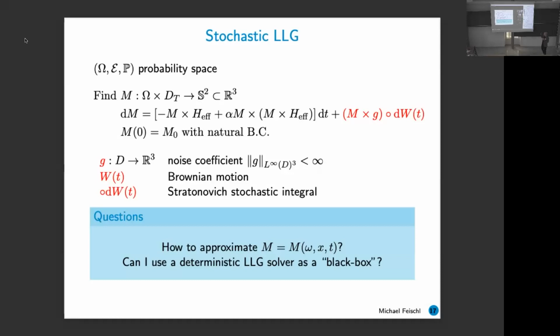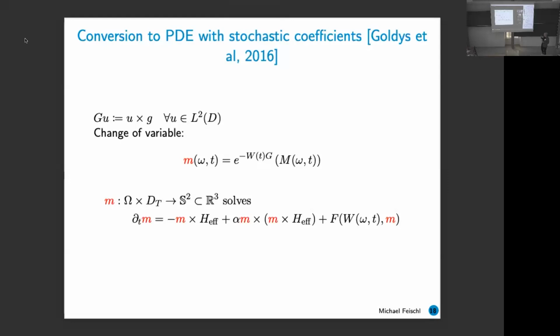Okay, and we again want to do stochastic collocation for this equation. The first step to do that is to convert this equation again into a random PDE. And there's a very nice trick to do that with this change of variable. So we introduce a new variable, small m, which is just e to the Brownian motion times some operator g of the original solution. And then you can show that this resulting m solves this random PDE. This is now the LLG equation plus some right-hand side, which depends on the Brownian motion, but there's no stochastic differential in there anymore, which is of course nice because you gain a whole or half an order of convergence rate without doing anything.